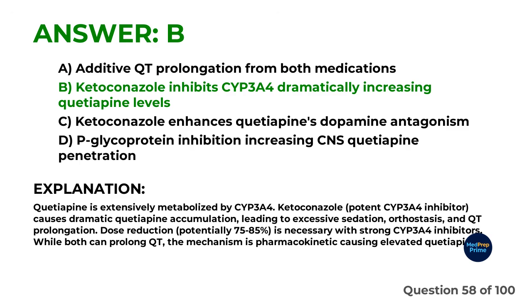While both can prolong QT, the mechanism is pharmacokinetic, causing elevated quetiapine levels. Ketoconazole doesn't affect dopamine pathways. PGP effects are secondary. This interaction occurs with all azoles and requires proactive dose adjustment.